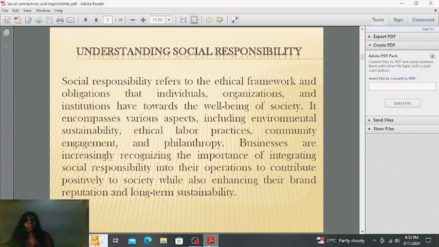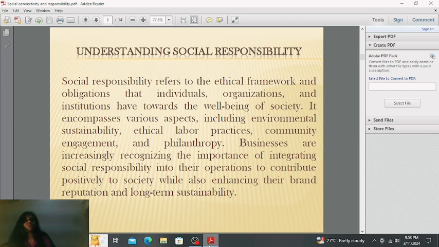So first of all, let us understand social responsibility. What is social responsibility? Social responsibility can be defined as an ethical framework of obligations that an individual, organization, or institution has towards the well-being of the society. So it encompasses different aspects, which include environmental sustainability, ethical labor practices, community engagement, and philanthropy.